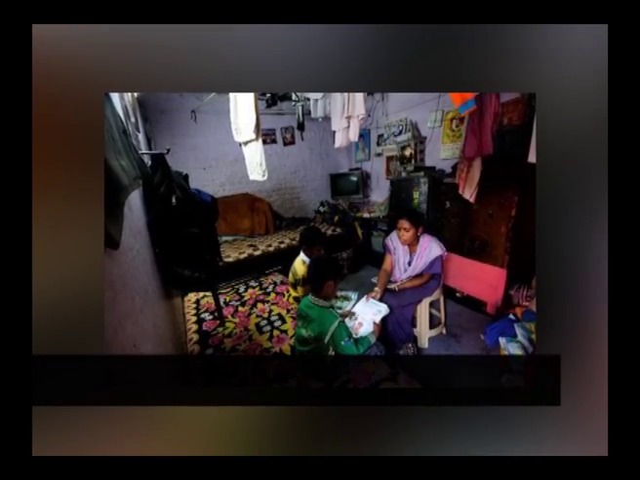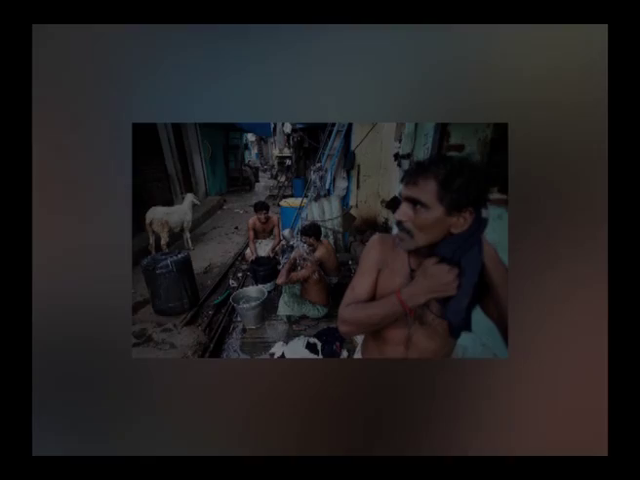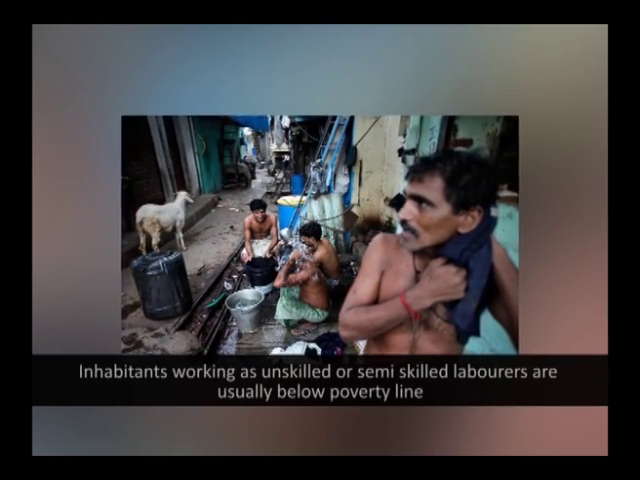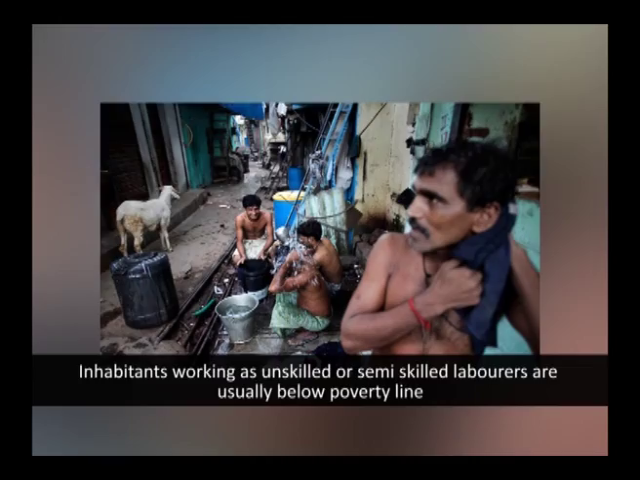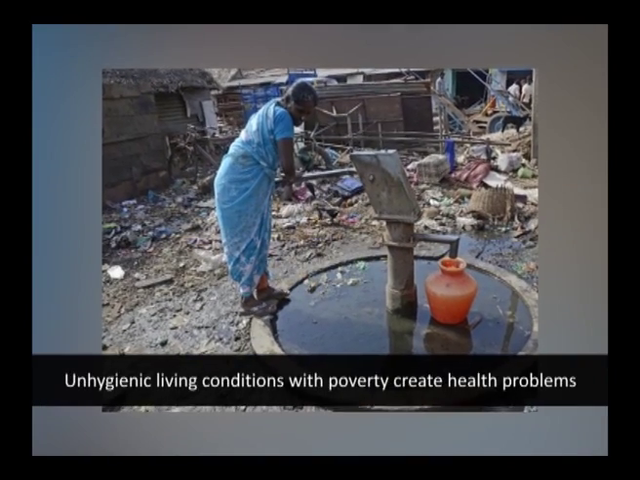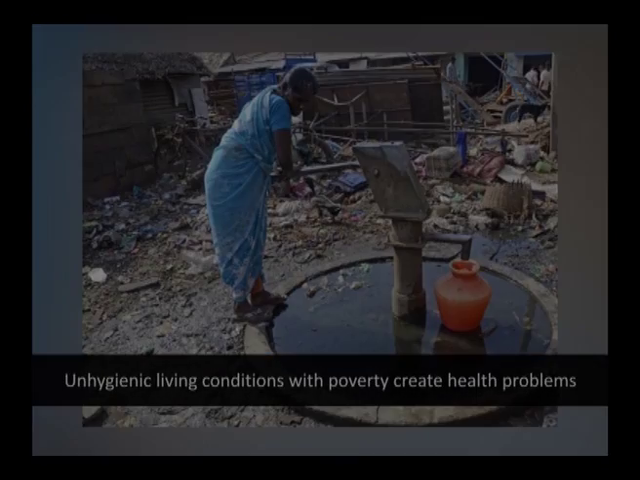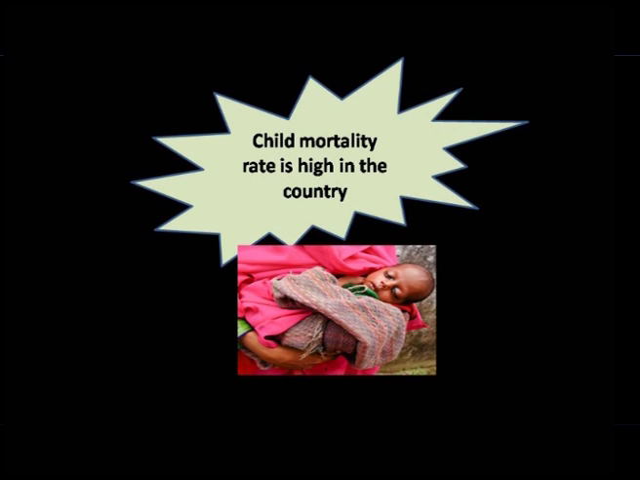These are shabbily built without any provision for natural light or ventilation. Most of the inhabitants who work as unskilled or semi-skilled laborers are usually below the poverty line. Unhygienic living conditions along with poverty create health problems. A large number of children are malnourished and respiratory diseases are very common. Child mortality rate in these areas is the highest in the country.